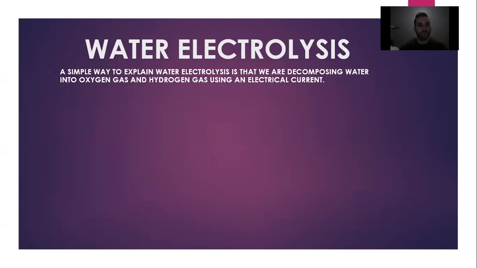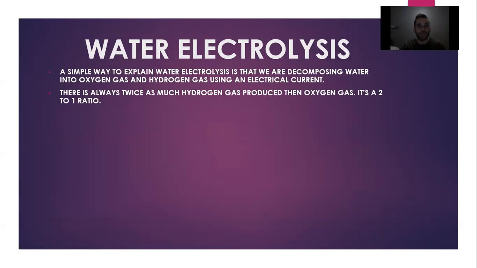Okay, a simple way to explain water electrolysis is that we are decomposing water into oxygen gas and hydrogen gas using an electrical current. Okay, so that's a very simple way to explain it. Someone asks you, well, what is water electrolysis? Well, we're breaking down or decomposing water into its original elements. So using electricity, using a direct current, we're able to produce oxygen gas and hydrogen gas. The hydrogen gas is very therapeutic.